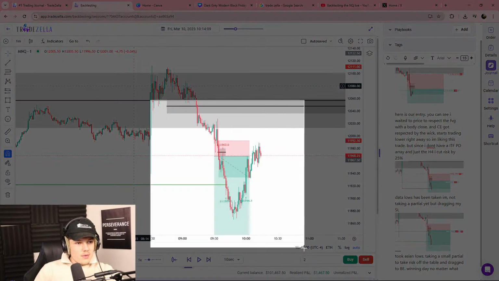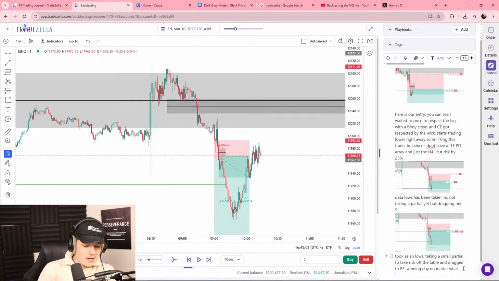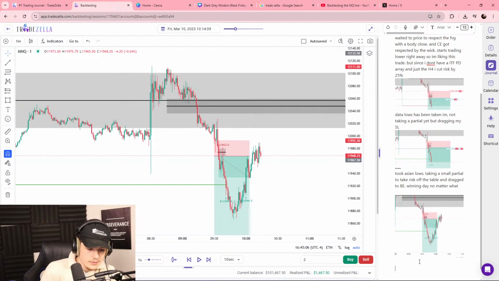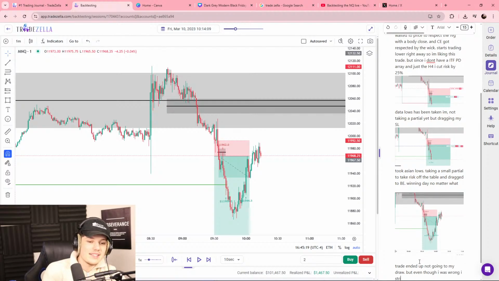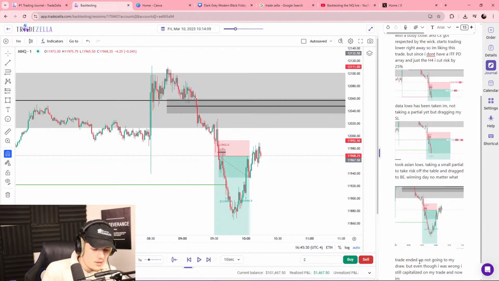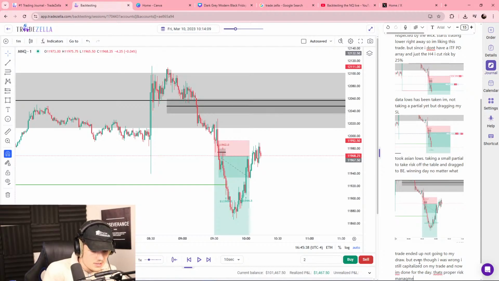And I'm going to show this and put it here and say, trade ended up not going to my draw, but even though I was wrong, I still capitalized on my trade, and now I'm done for the day. That's proper risk management.